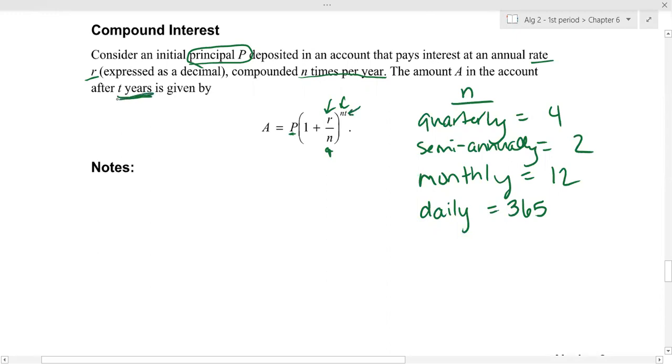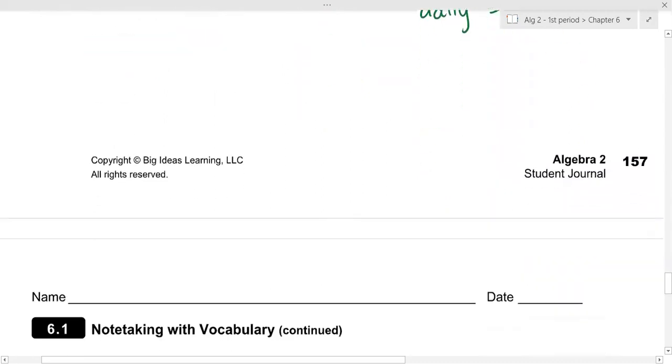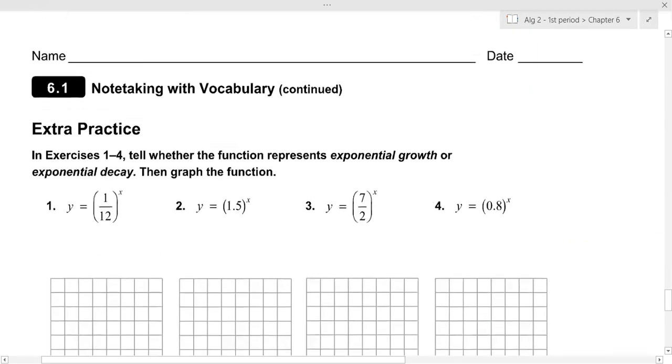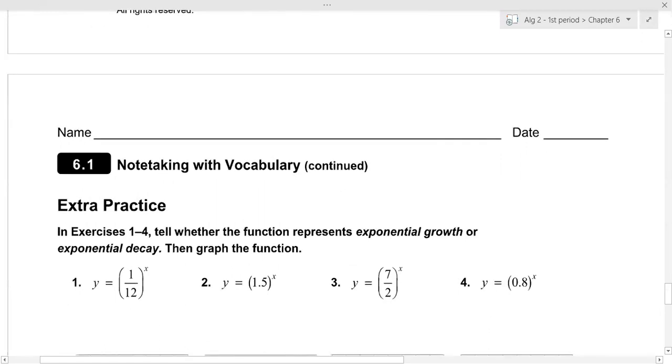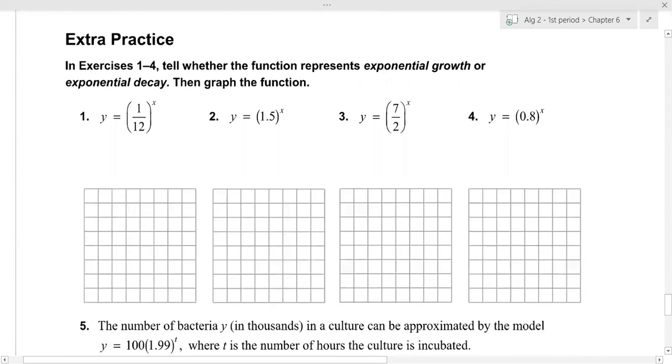Okay, so now let's put all this together and see what the questions are going to be asking us. All right, so on our next page, page 158, let's work through some of these examples. Okay, so first thing I want you to do is pause the video, and I want you to just say, from what you've learned so far, are each of these going to be a growth or a decay? Okay, pause the video and then set it back when you are ready to check.